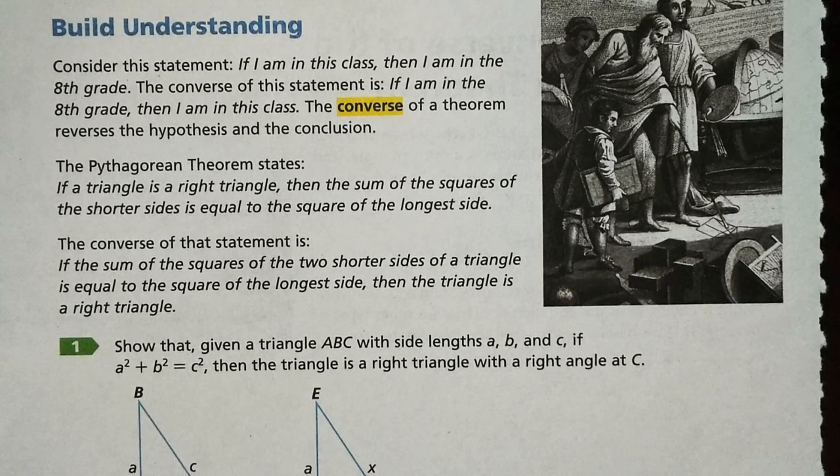The Pythagorean theorem states, if a triangle is a right triangle, then the sum of the squares of the shorter sides is equal to the square of the longest side. The converse of that statement is, if the sum of the squares of the two shorter sides of a triangle is equal to the square of the longest side, then the triangle is a right triangle.